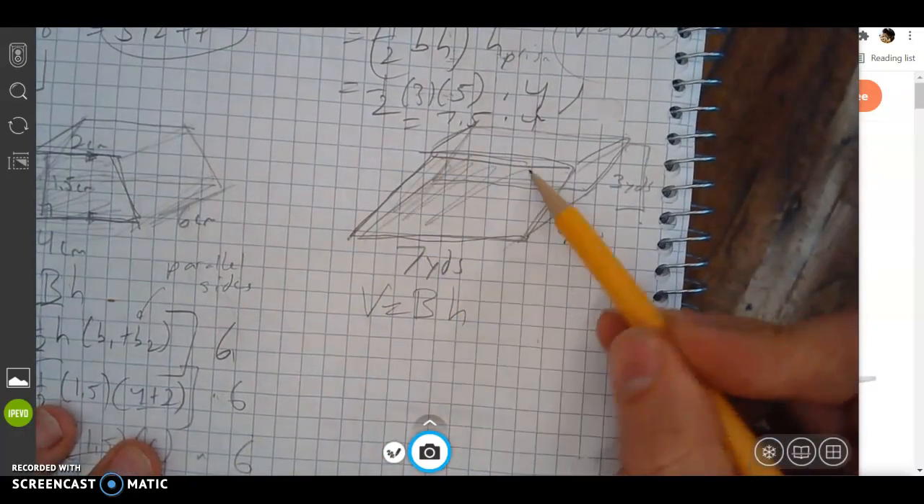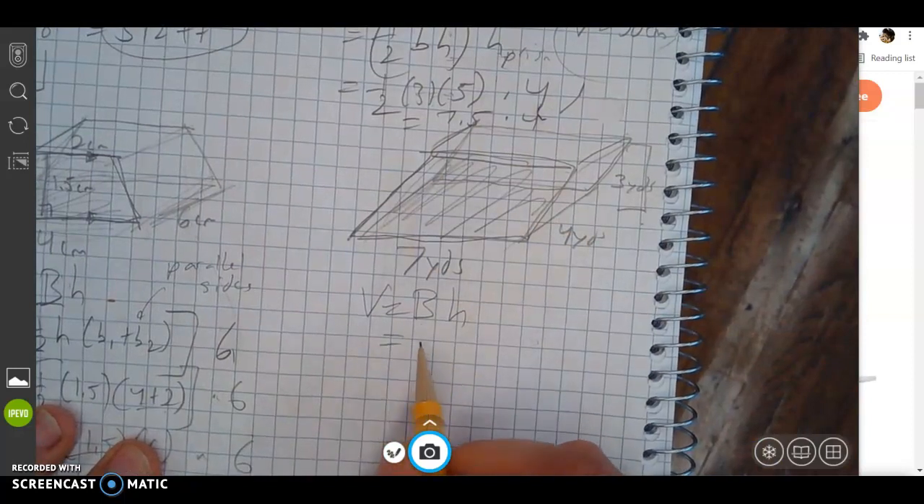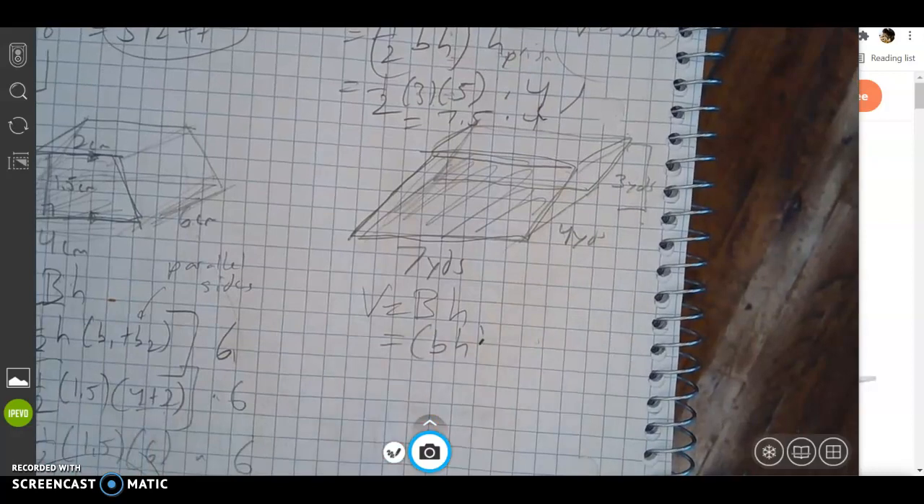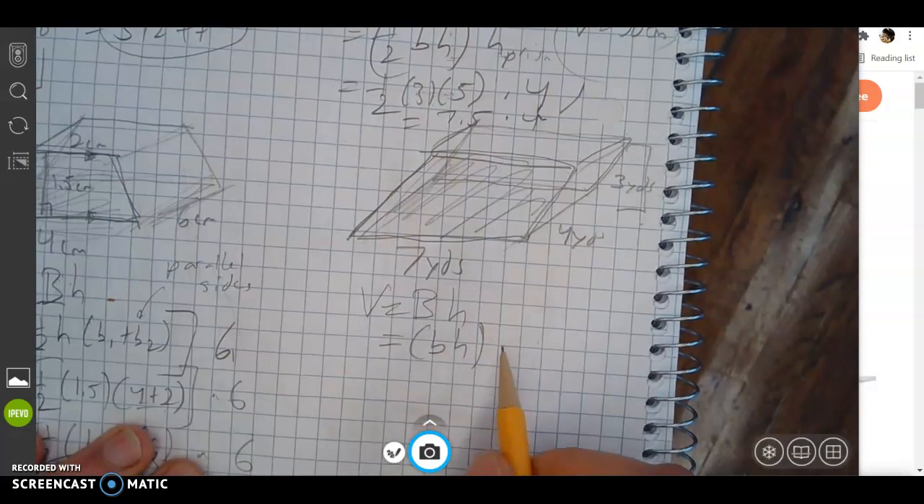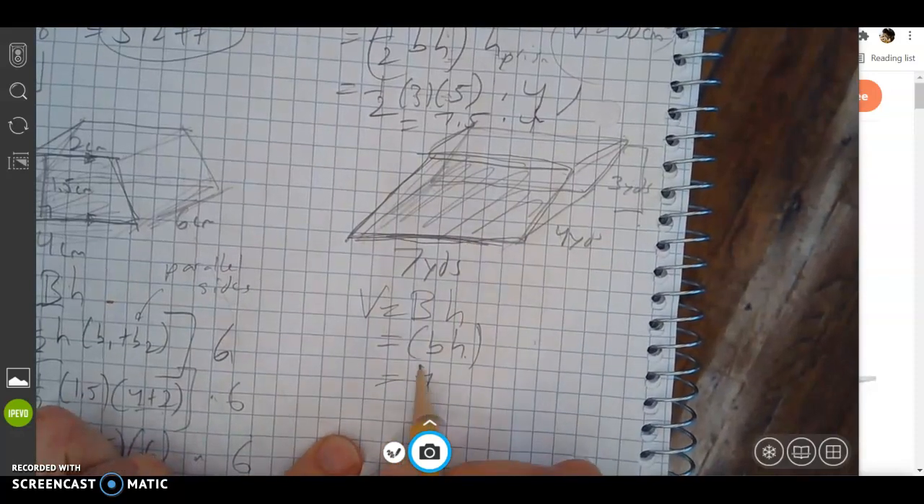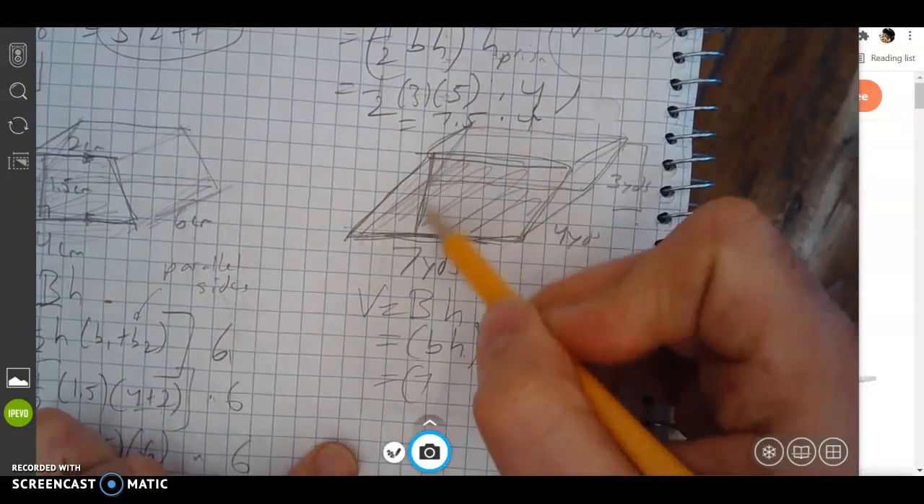So the base is a parallelogram. What's the area of a parallelogram? That is just base times height. Easy, easy, easy. Base times height. So the parallelogram, the base is obviously going to be 7. The height, where's the height? The height would be like here, right?